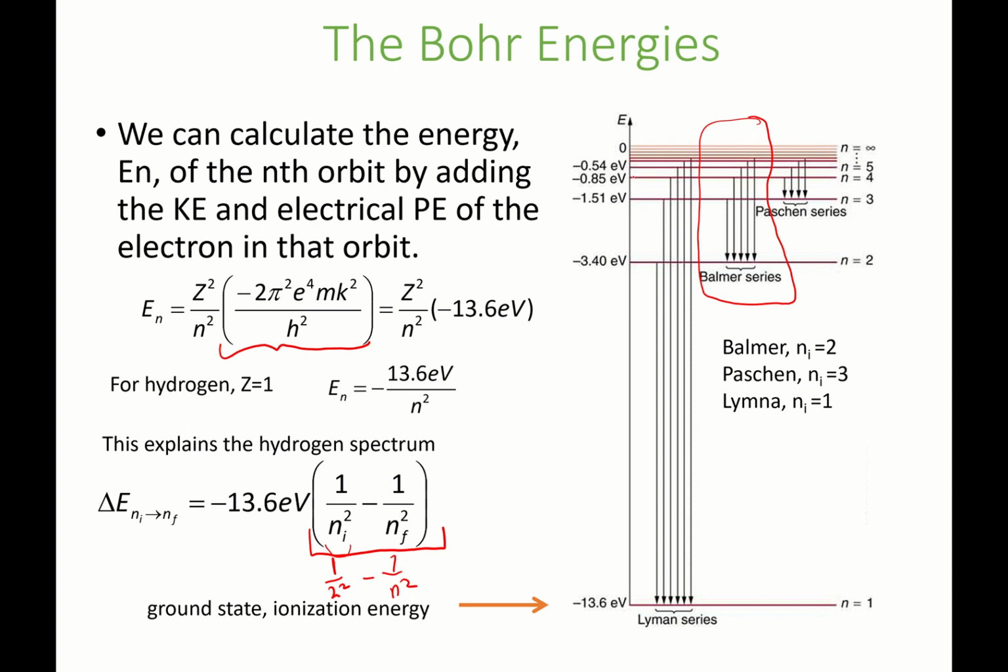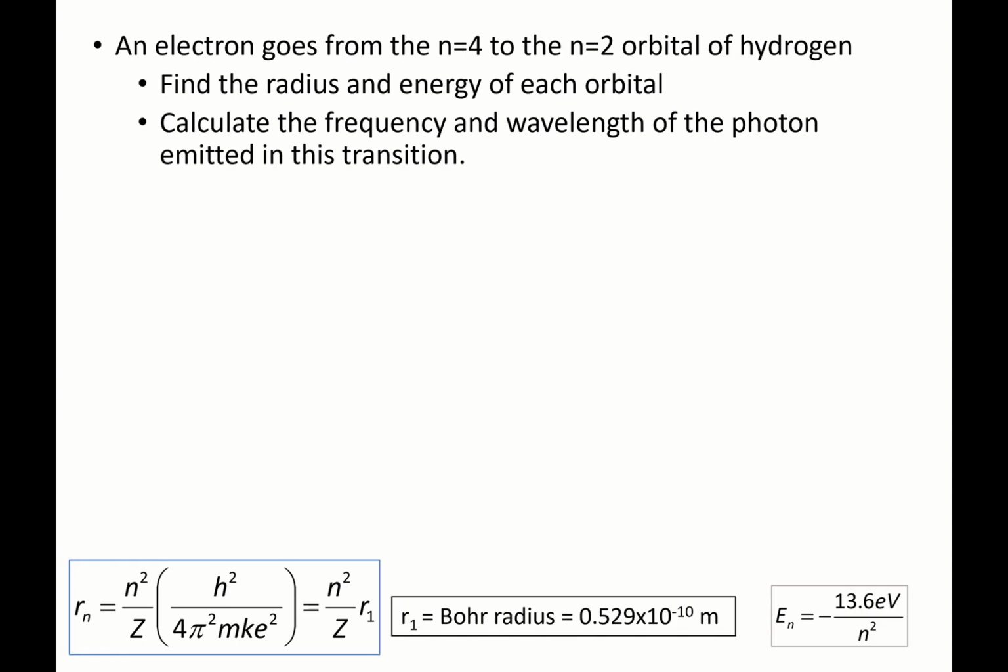And for the Lyman series, which was the highest energy, the ultraviolet, we jumped down into the very lowest orbital, and so we had lots more energy that was emitted, higher energy photons, and so we had a higher frequency and a shorter wavelength. So let's do some calculations using all those equations. I've got them summarized down there at the bottom of the slide.